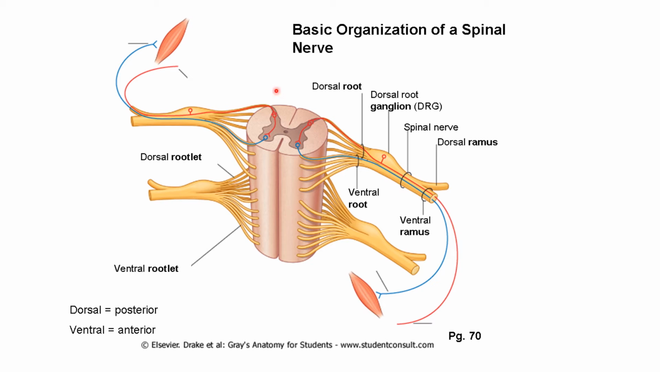We also see in this orientation that the dorsal position is also referred to as the posterior portion of the cord, whereas the ventral portion of the cord is also referred to as the anterior portion. If there's damage to the root, we call that a radiculopathy. If there's damage to the more peripheral nerve, we'll call it a neuropathy. If there's damage to the spinal cord itself, we'll call it a myelopathy.